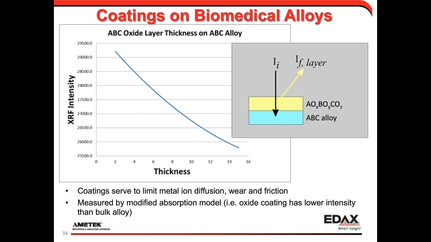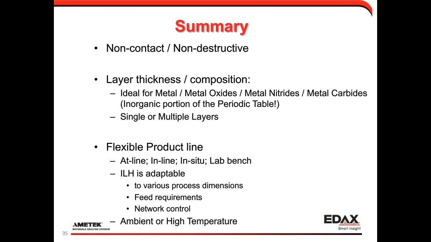I think that pretty much concludes the webinar. Just to highlight a few points. XRF spectrometry is non-contact, non-destructive. That's a very big advantage in making coating thickness measurements for process control or on the bench. You can always take that part and measure it by another technique, and it hasn't been changed by our measurement method. It's ideal for measuring metals, metal oxides, metal nitrides, metal carbides, pretty much anything in the inorganic portion of the periodic table. You can measure single or multiple layer structures.